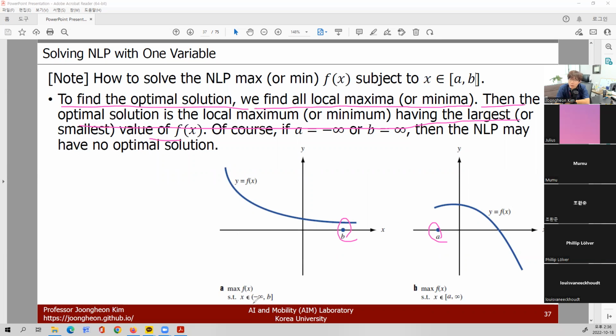In this case, when you want to find the maximum value, you have no solution. When you want to find the minimum value, you have no optimal solution. In this case, you have the maximum value here, you have the minimum value here. However, when you have no interval, then you cannot find the maximum or minimum in some cases, depending on the function characteristics. That's why it's very important to consider the interval for the given function. It's very important to understand the characteristics of the given function, okay?